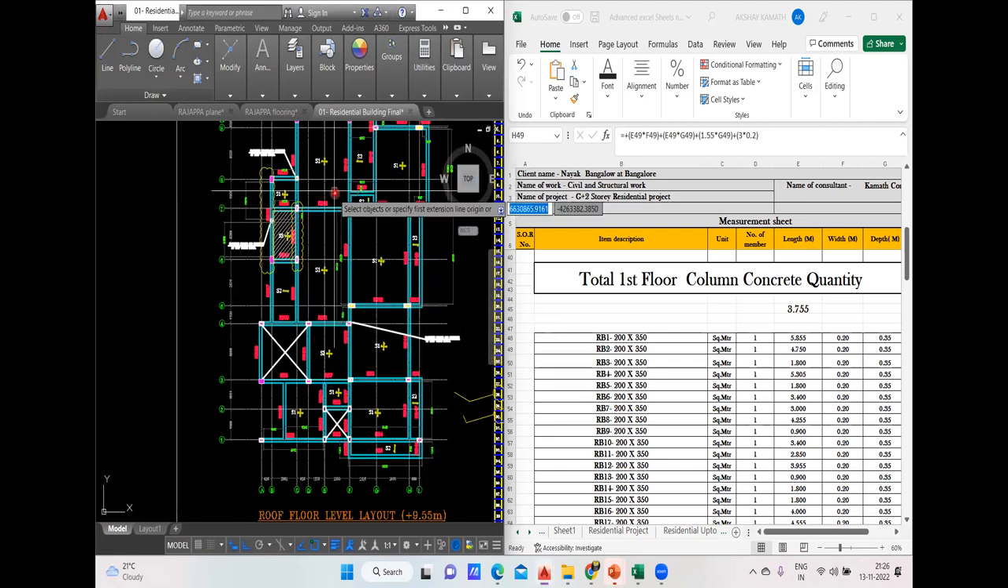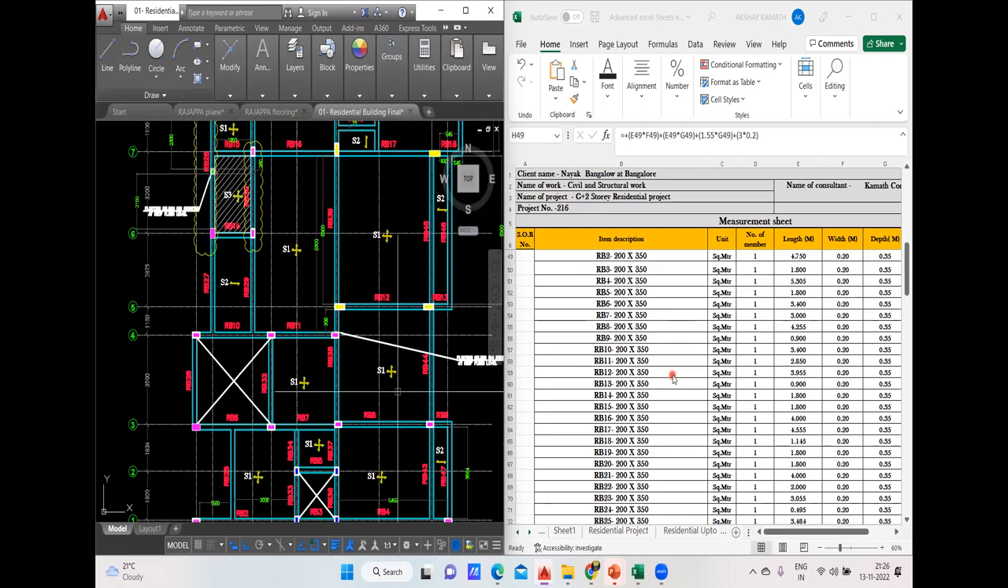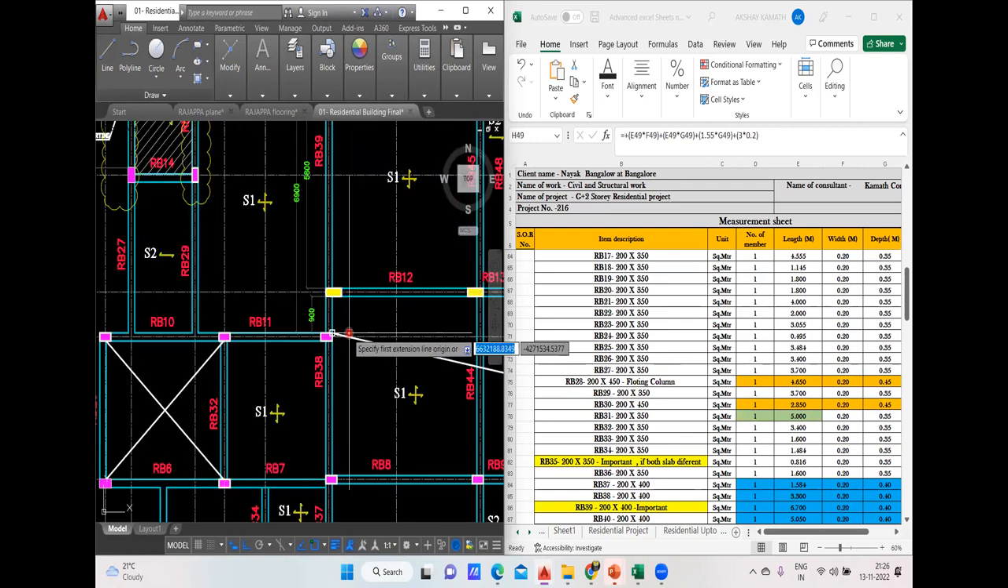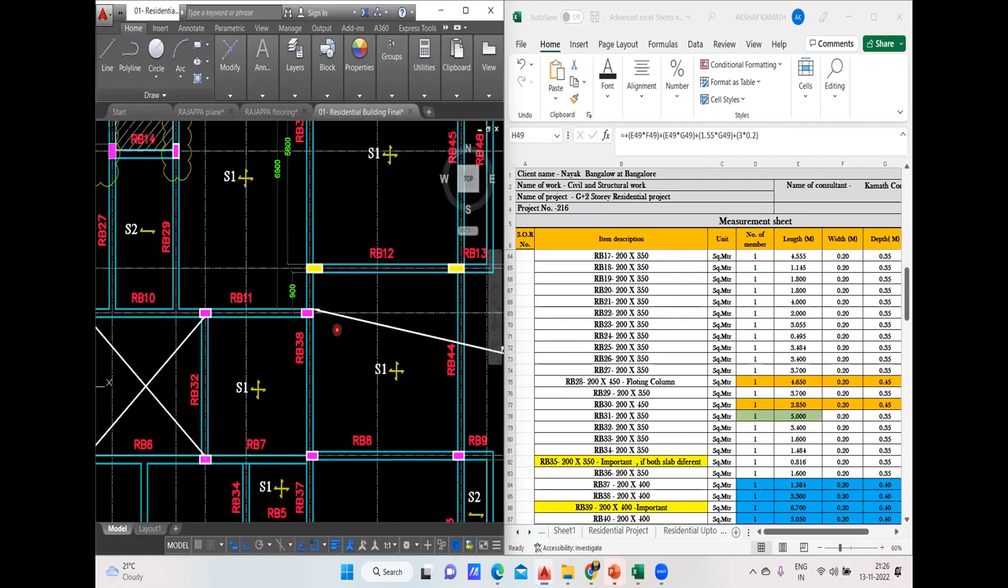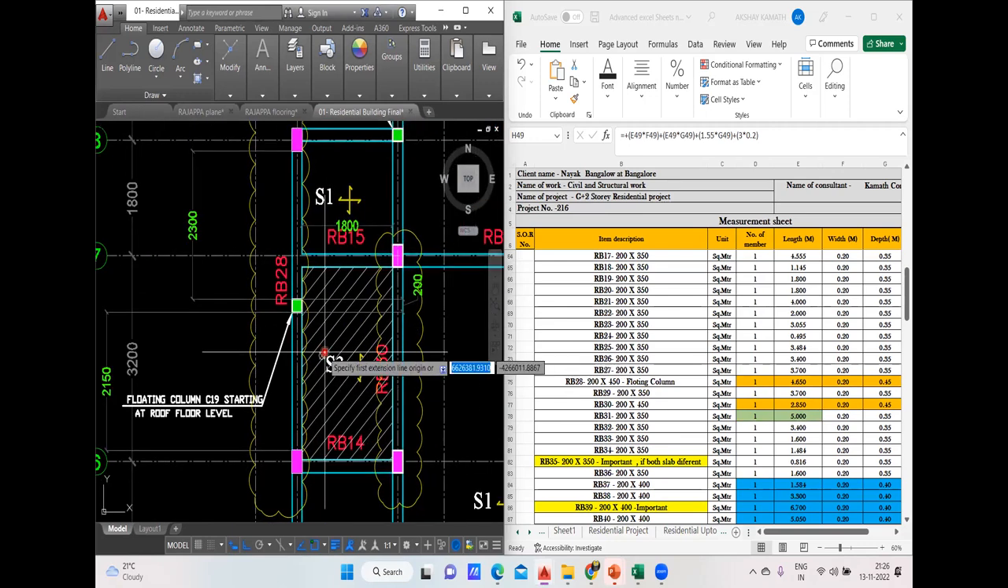But here there are few beams where you find it to be a bit difficult. So in that case, I'll be doing all those things. I have written one thing, that is RB28. So where is my RB28? RB28 is somewhere here. Now you tell me how we are going to find the shuttering quantity for this beam.